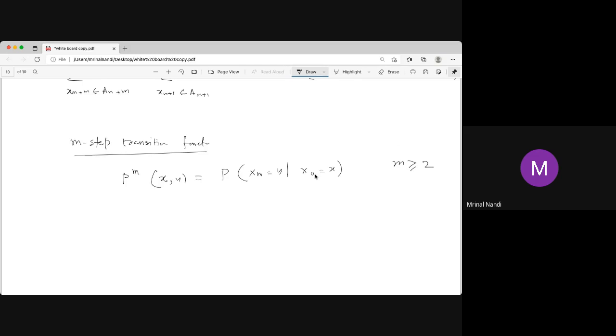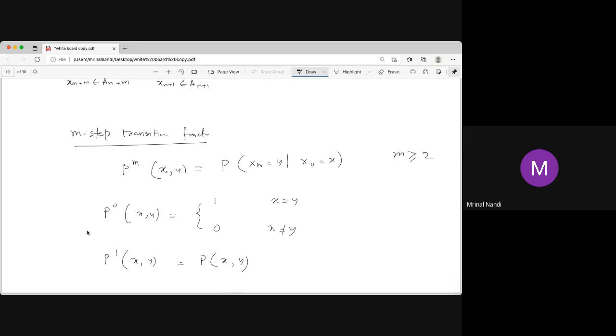So what will be the value of this? Now we have to use the previous result. First, the transition function at 0 steps. It is easy. If x equals y, using 0 steps we can go from x to y with probability 1, and if x is not equal to y, then obviously it is 0. Now, what was the 1-step one? It is just the probability of transition from x to y. Now what is it for m greater than or equal to 2?